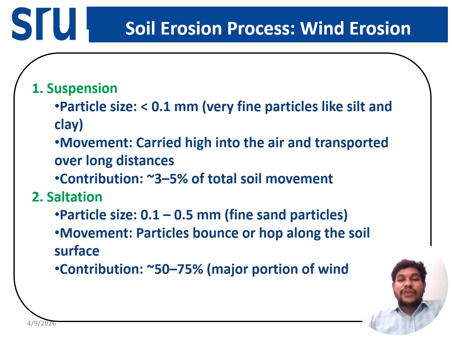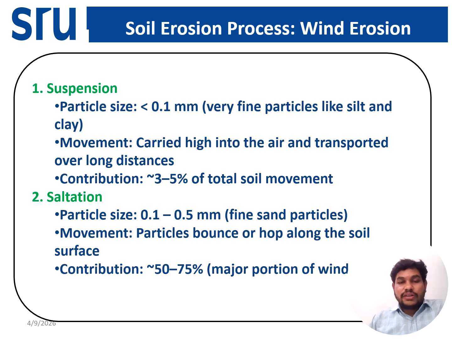The next one is wind erosion. Wind erosion will occur in three steps: suspension, saltation, and soil creep. In suspension, the soil particles are less than 0.1 mm in size, and will get suspended in air, away from the ground, and transported from one area to another. The contribution of suspension in wind erosion is nearly 3 to 5%, but a huge amount of soil gets transported by suspension as compared to saltation and soil creep.